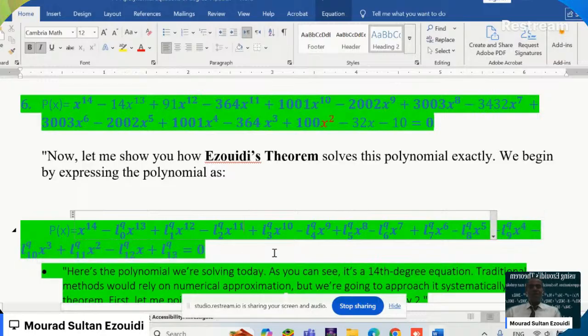So this is a 14th degree polynomial equation. This is not a second degree or a third degree or a fourth degree or a fifth. This is a 14th degree polynomial equation. And today Professor Mourad Sultan Ezouidi will use his recursive formula, and we will solve this right now.